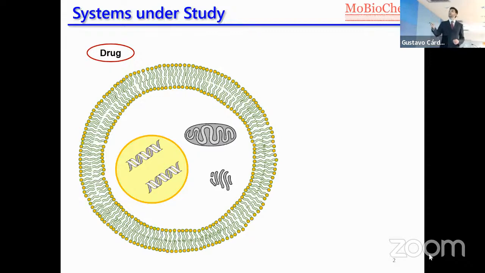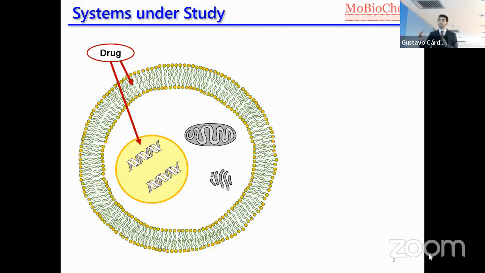So first of all, the drug could enter the lipid bilayer and sit there and trigger its anti-cancer activity. Alternatively, the drug could enter all the way across the membrane inside the cell and eventually react, for example, with DNA present in the cell.